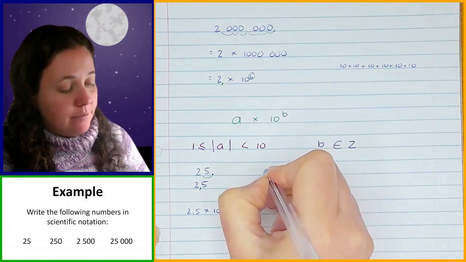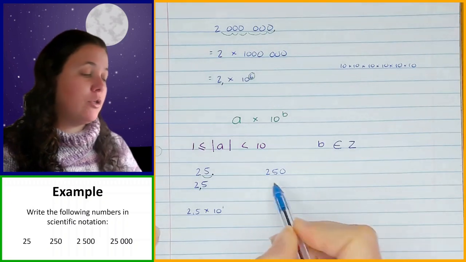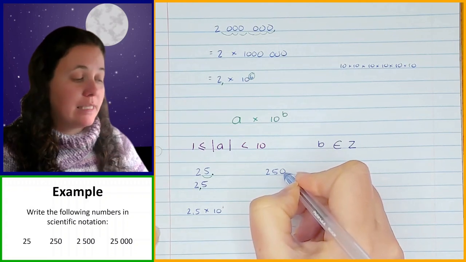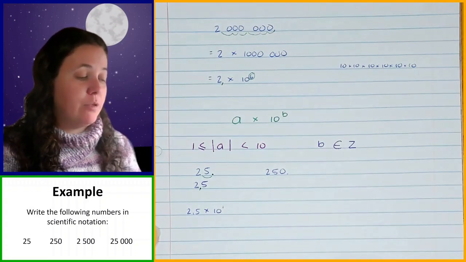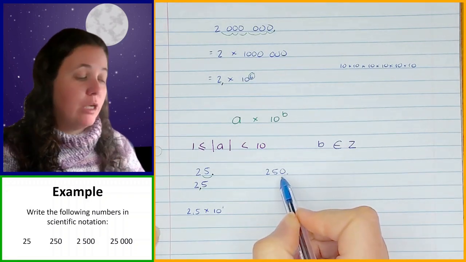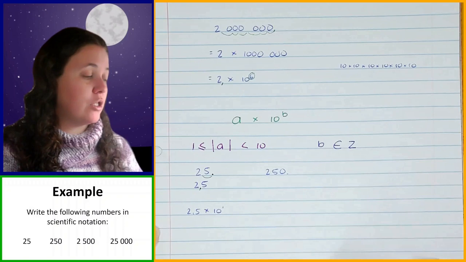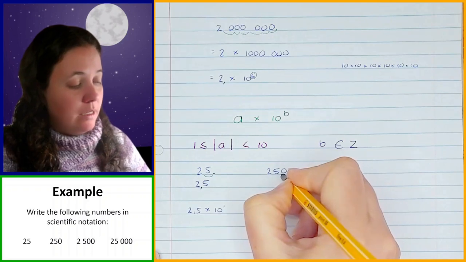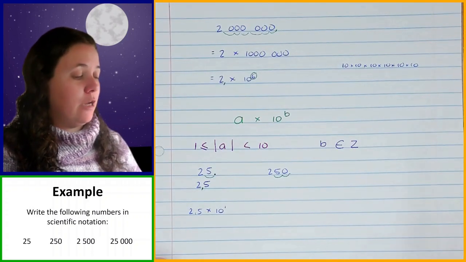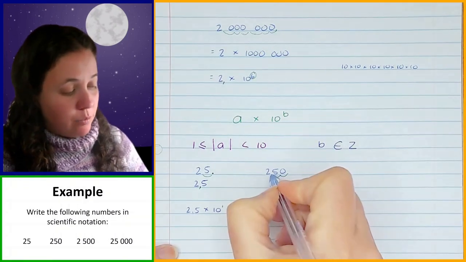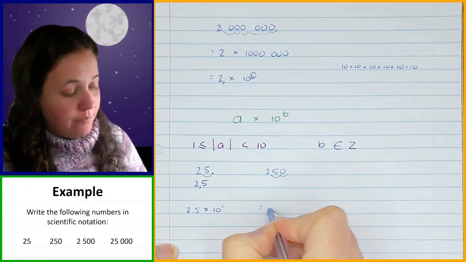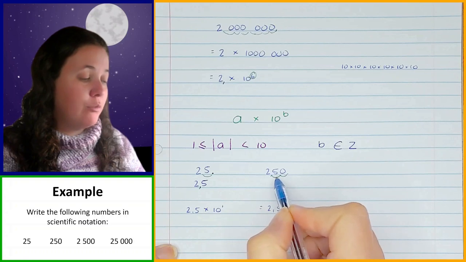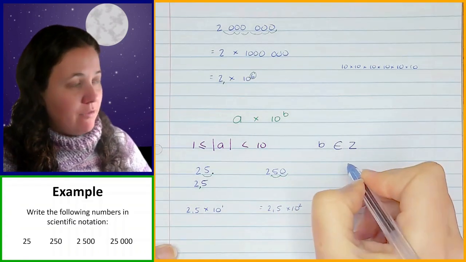We've got 250. In the number 250, where is our decimal point to start with? It is always going to be after your unit. In this case, the unit is a zero, so that is going to be over there. Now I need my comma to be after the first non-zero digit in my number, so I need it to be over here. How many places is it going to move? I need it to go 1, 2 places. So now I'm going to write this as 2.5, because that's where my comma is going to be now. It's going to be 2.5 times 10 to the power of how many places did it move? It moved 2 places.